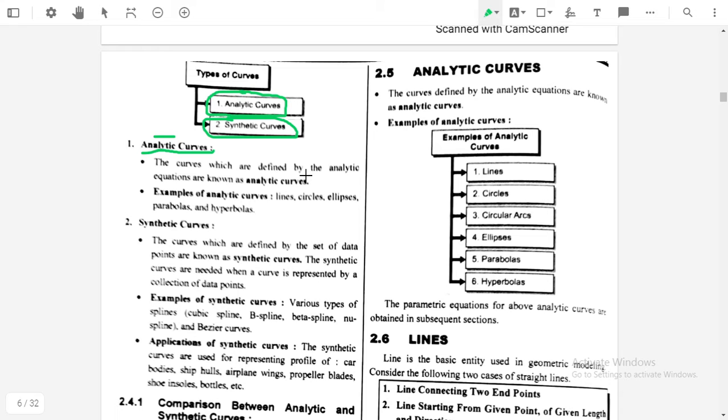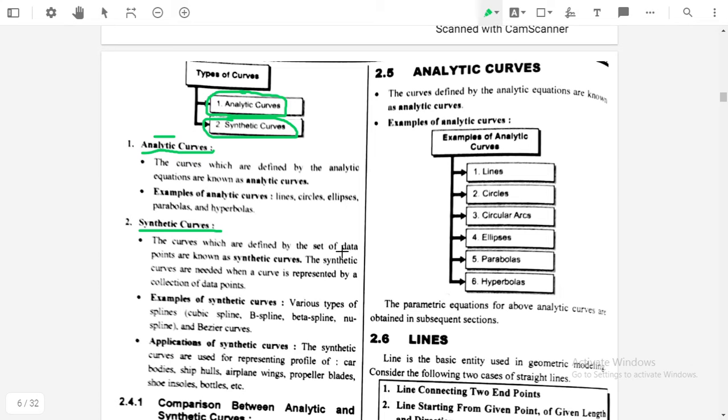Another curve is the circle. What is the equation of the circle? There are two types of circle. The first has its center at the origin, and the other has its center other than the origin. They are represented by different equations. So the curves which are defined by some analytical equation are called analytical curves, and another type of curve is the synthetic curve.